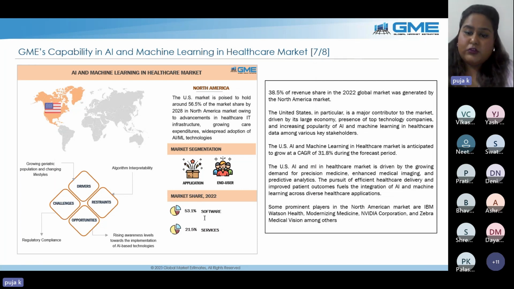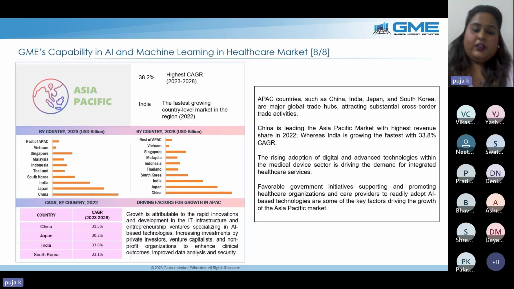So, the pursuit of effective healthcare delivery and improved patient outcomes is fueling the entire US market's growth and the applications. So, these are the two major reasons why the US, or North America as a whole, is dominating the entire global market.